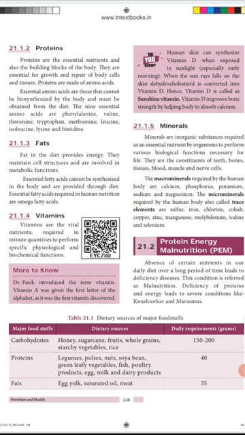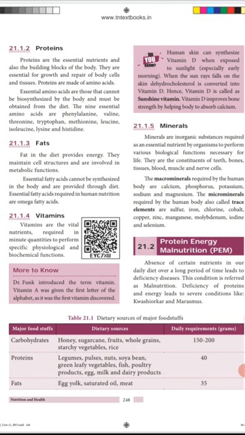Next one is minerals. There are two types: macro minerals and micro minerals. Macro minerals required by the human body are calcium, phosphorus, potassium, sodium, and magnesium. Micro minerals are trace elements: sulfur, iron, chlorine, cobalt, copper, zinc, manganese, molybdenum, iodine, and selenium. These are also essential nutrients for organisms, performing various biological functions necessary for life.